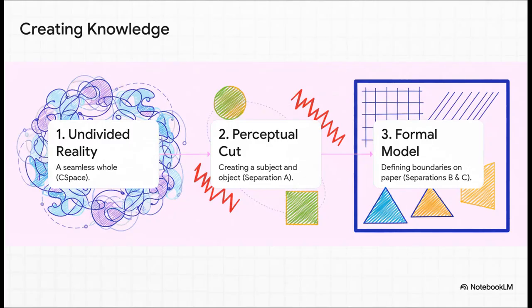So, the crucial point is this. Science, from this point of view, doesn't just discover pre-existing lines in the fabric of reality, it actually creates those lines. It draws those boundaries for the purpose of making sense of it all. We have to impose a structure on this seamless whole just to make it intelligible to us.